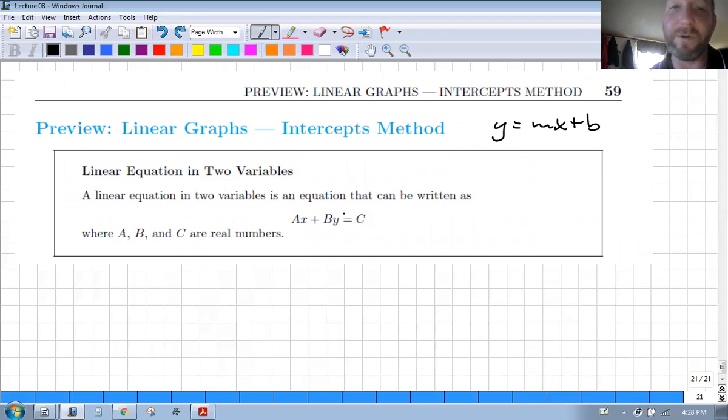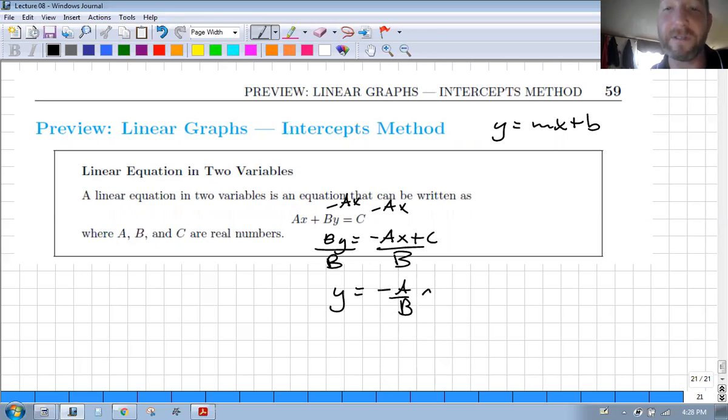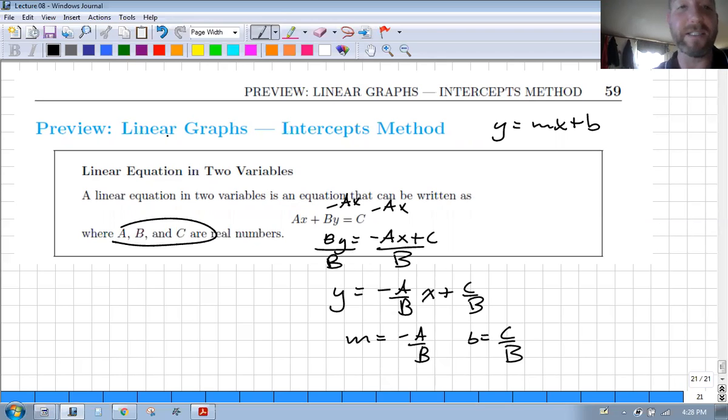If you wanted, here you could subtract ax from both sides. You'd have by equals negative ax plus c, divided by b, and you have y equals negative a over b x plus c over b. So our m would be negative a over b, and our b would be capital C over capital B. The point is, if you've got an x and a y, it's a linear equation. They're just saying a, b, and c here are numbers.